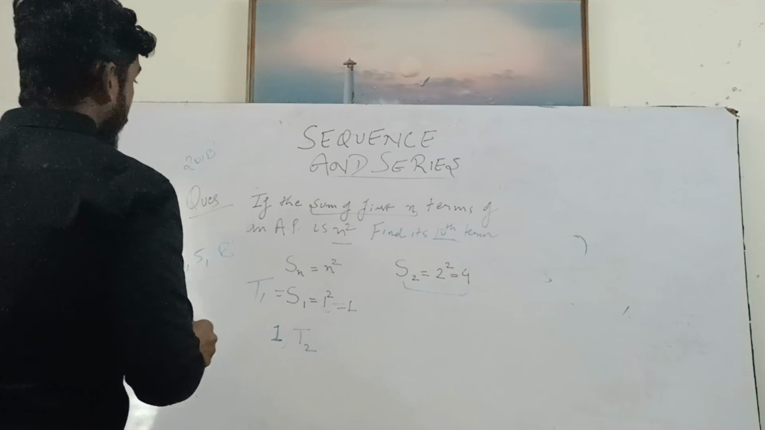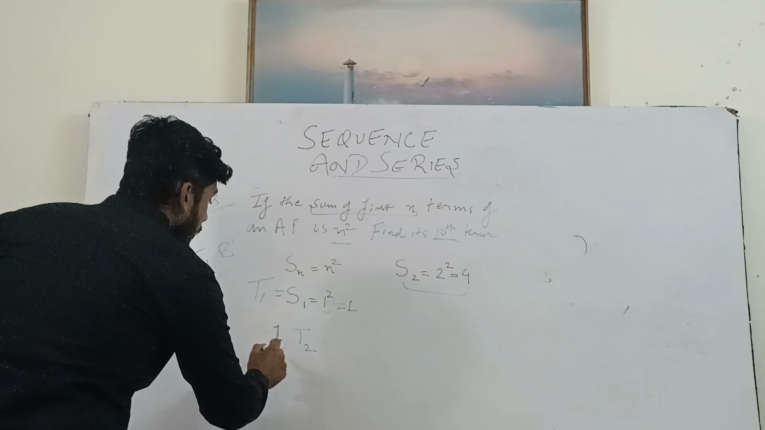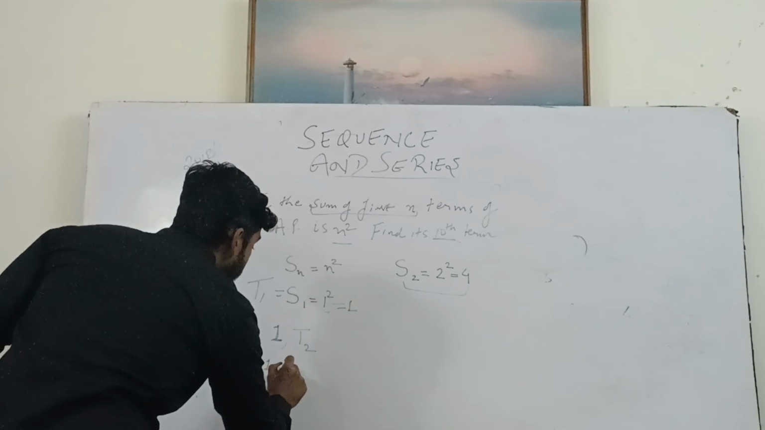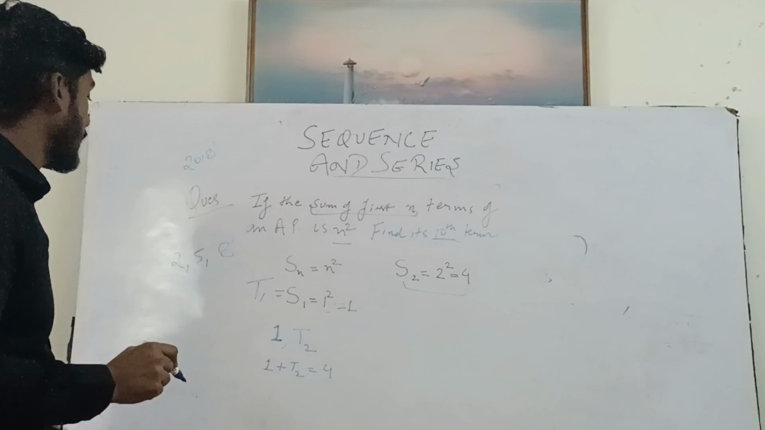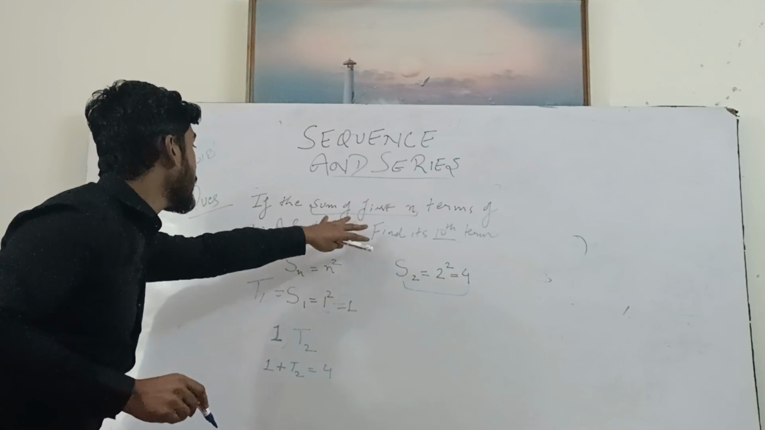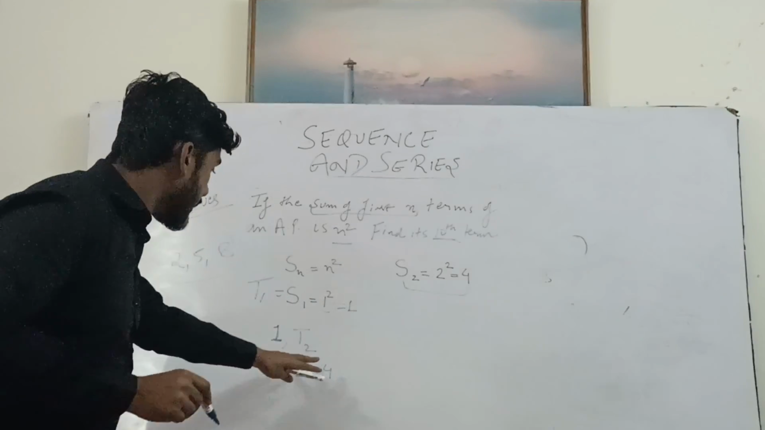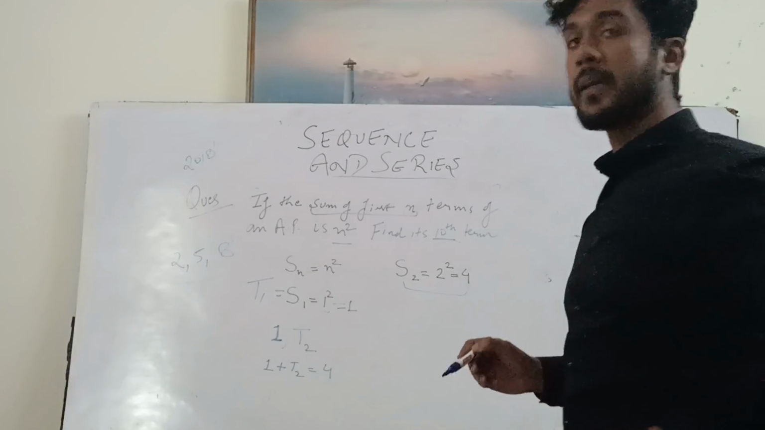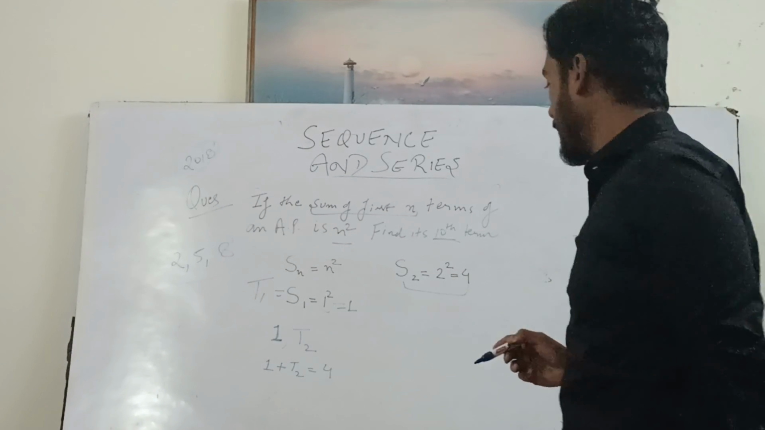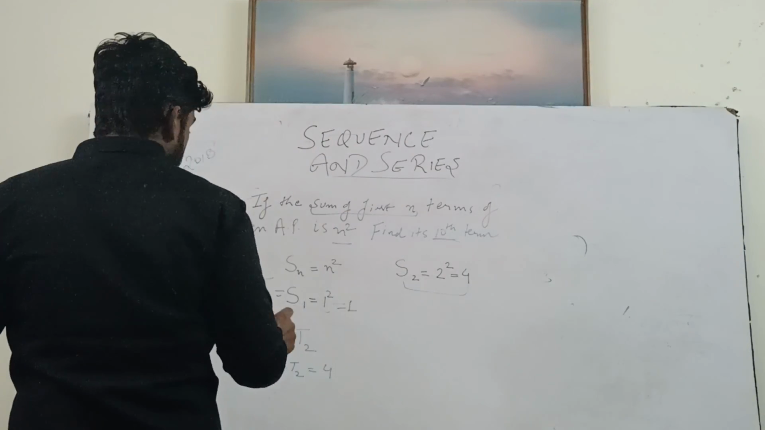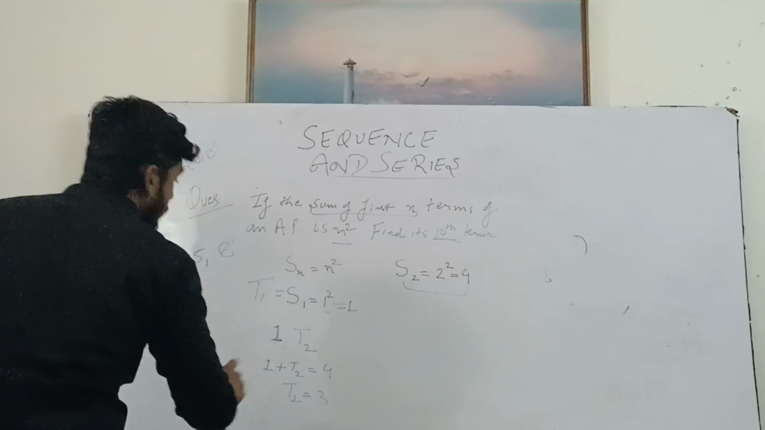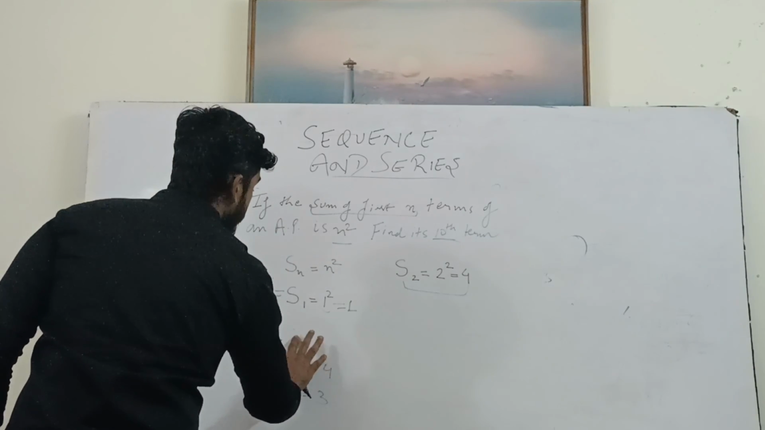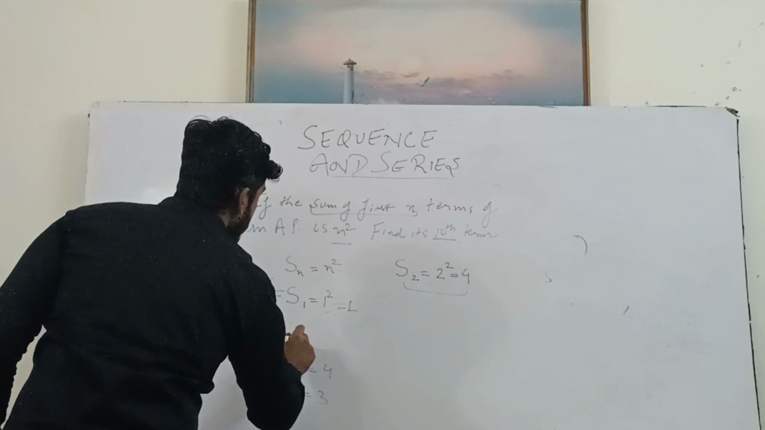Now I can say that 1 plus T2 is equal to 4. Can I say this? Sum of two terms is 4. Why? Because the formula is given. So 1 plus T2 is equal to 4, isn't it? Okay. So T2 is equal to what? 3. 4 minus 1. Okay. I have found out two terms.